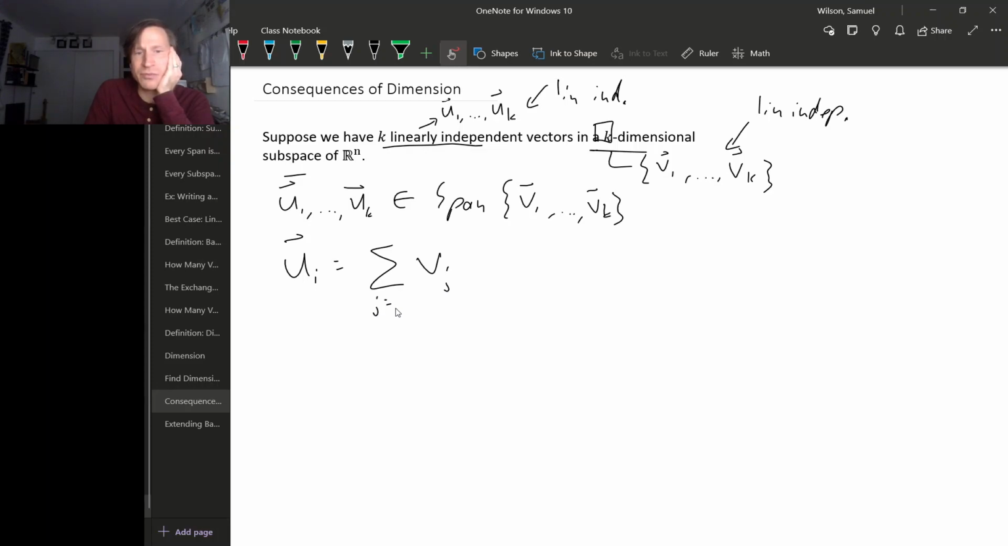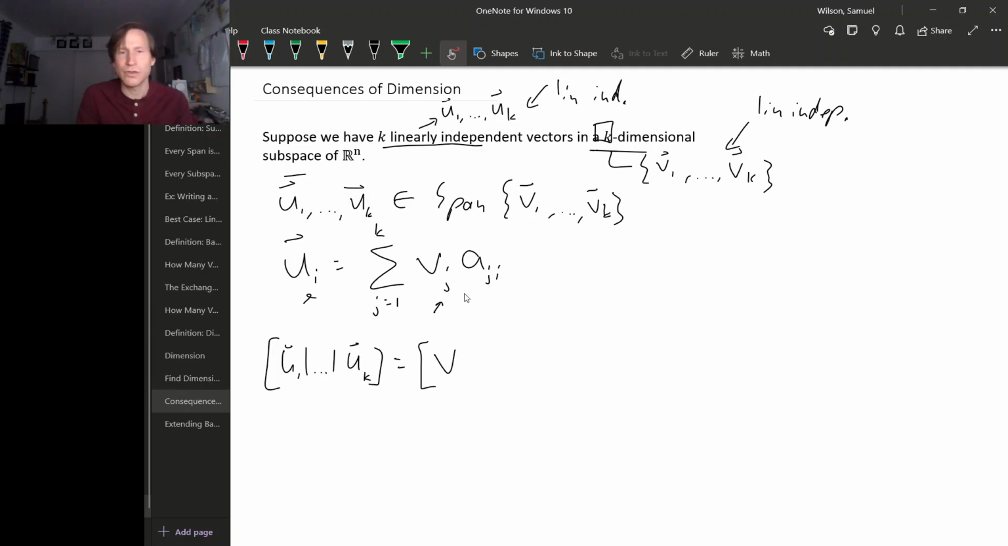So that means it's a sum from j equals 1 to k of v sub j times some coefficient, but the coefficient will depend not only on what j is, but also on what i is. And if we pile all of these equations into a matrix, what we get is the matrix u1 up to uk is equal to, let's see, the first one is, so we can form a matrix out of these v's just by putting them all in as columns, like this. And we can call this matrix V.